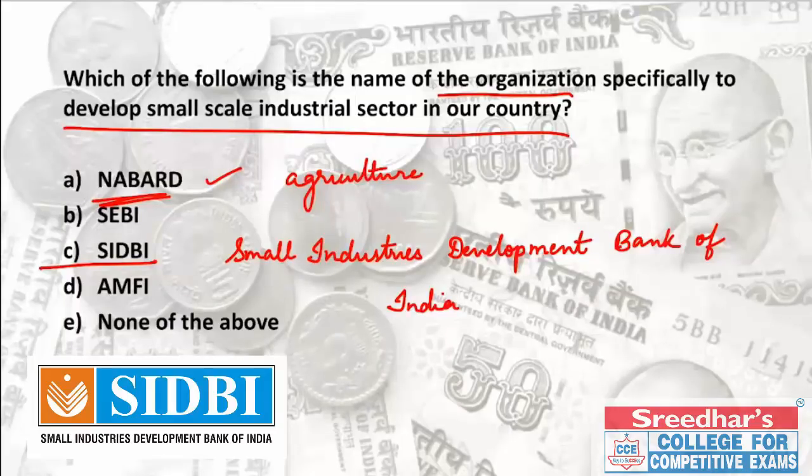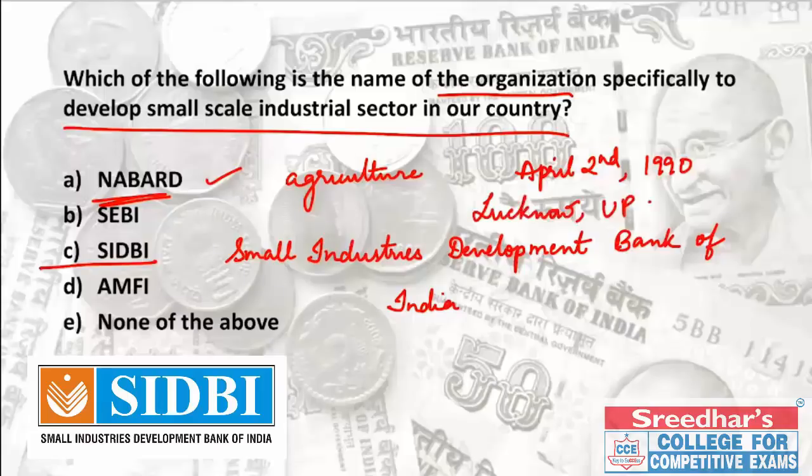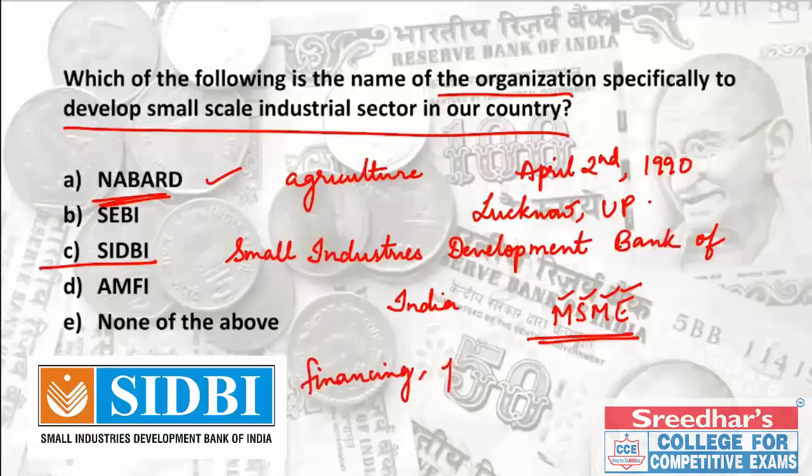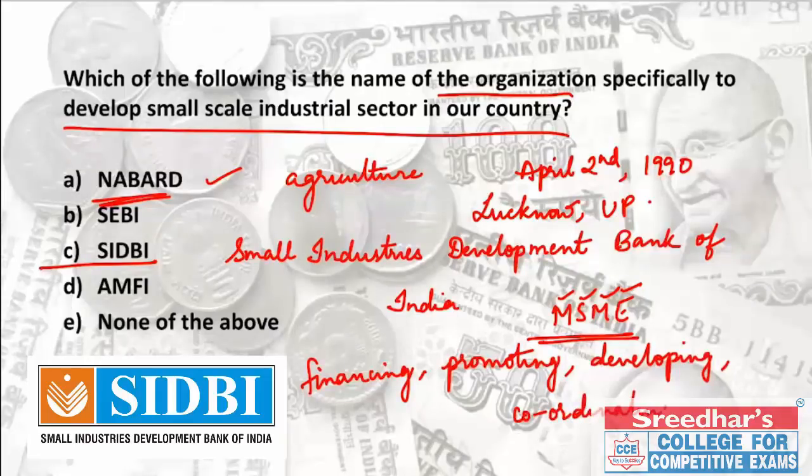The Small Industries Development Bank of India, SIDBI, was set up on April 2nd, 1990 under an Act of Indian Parliament. It has its head office in Lucknow, Uttar Pradesh. It was set up to promote finance and to develop the MSME sector. MSME, we know, means micro, small and medium enterprises, and it also coordinates the functions of the institutions engaged in similar activities of promoting the MSME sector. What is the mission of SIDBI? The mission of SIDBI is financing, promoting, developing and coordinating small-scale industries.